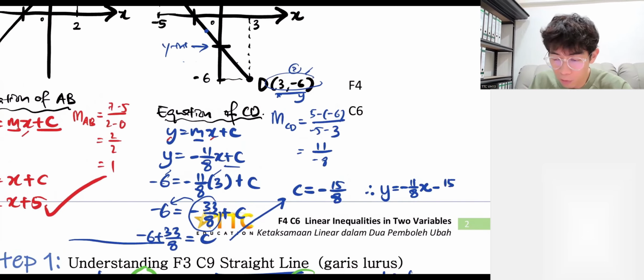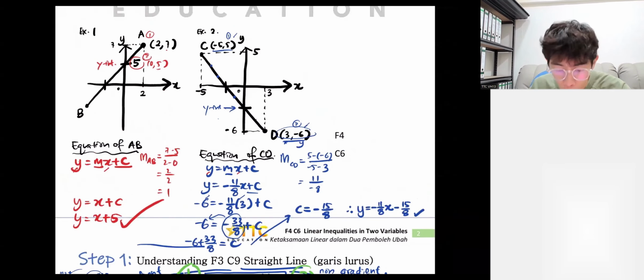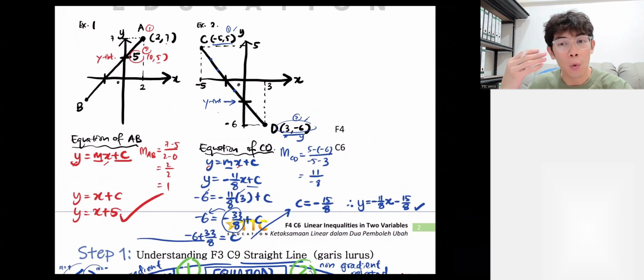You put your negative 15 over 8 inside. Done. That's your equation. You get 2 marks. You still get 2 marks, by the way. Okay, so done. So students, this is like the 2 type of y equals mx plus c question. In your SPM, roughly the same. But of course, don't compare to school level. You compare SPM, this one relevant already.